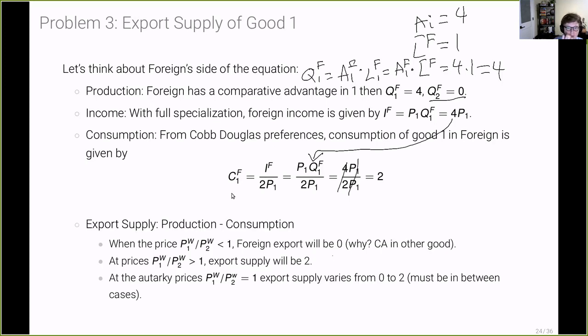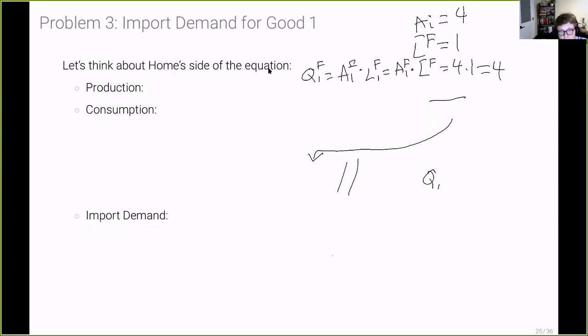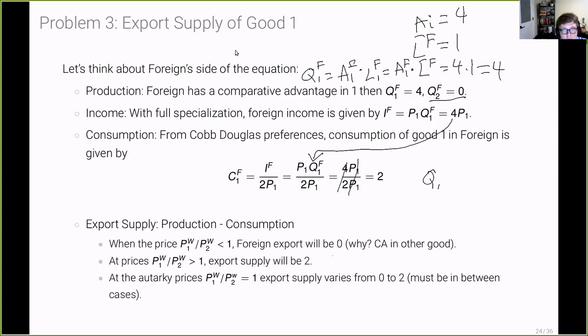Okay, and then we can figure out what foreign's export supply is going to be, and we know it's going to be export supply because we can just see from the start that foreign's production of good 1 is higher than its consumption. So we can figure out what foreign's export supply is going to be.